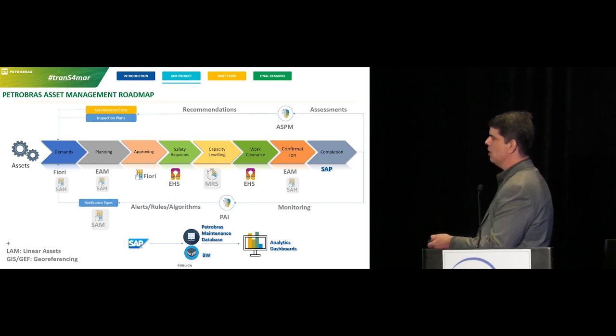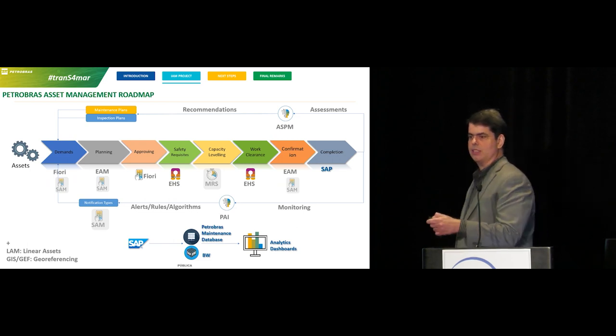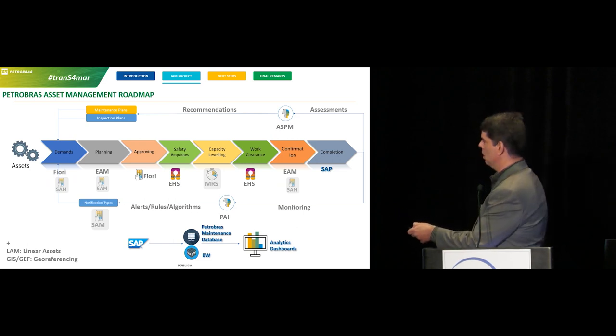For each process here, we have an SAP solution, Fiori and EHS and MRS and EAM and the SAP core, that is the S4. But the problem here to solve is how to close the loops, okay? How do I feedback from completion to a better demand, to a better maintenance plan?